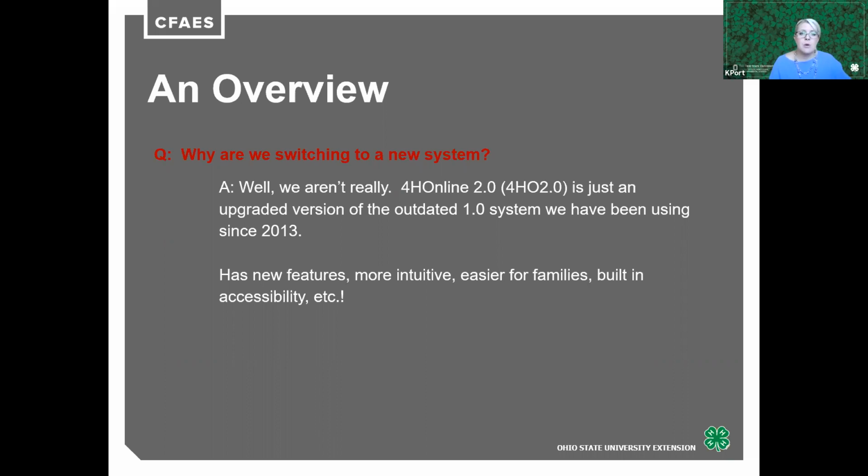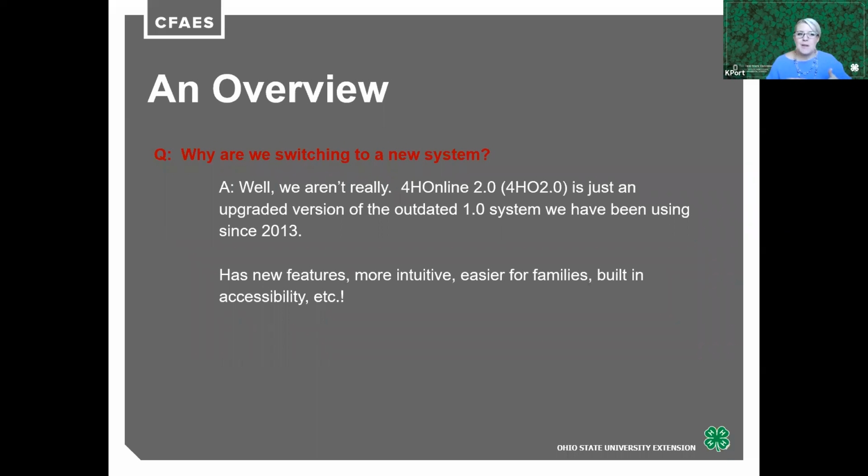So we're moving on to 4-H Online 2.0, and it's basically just an upgraded version of our current system. There's some new features. It's a lot more app-like in its intuitive nature. So a lot of pop-ups and step-by-step things that the system takes you through rather than having to guess what you need to do next. It's a lot easier for families. I know a big concern is this is going to be new for the families. This is going to be scary. Oh, my families' minds are going to blow.